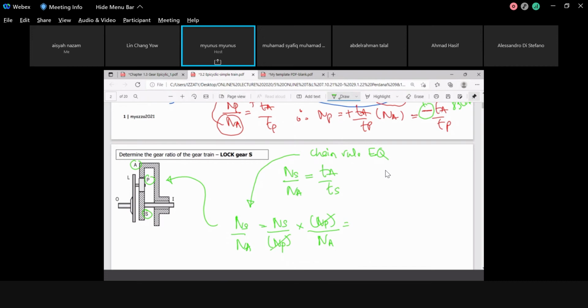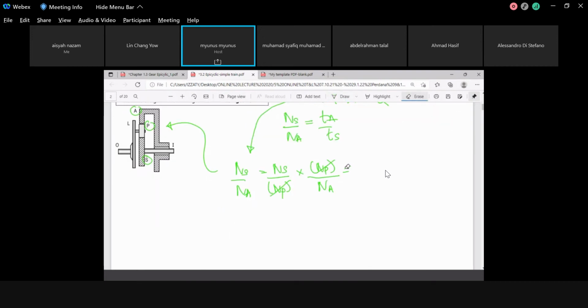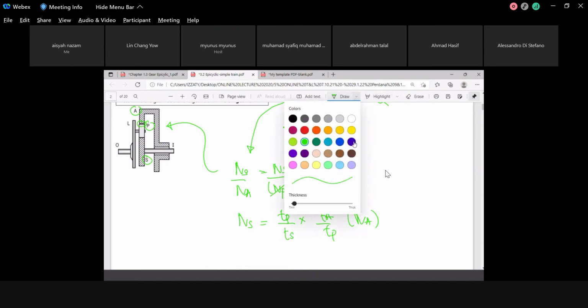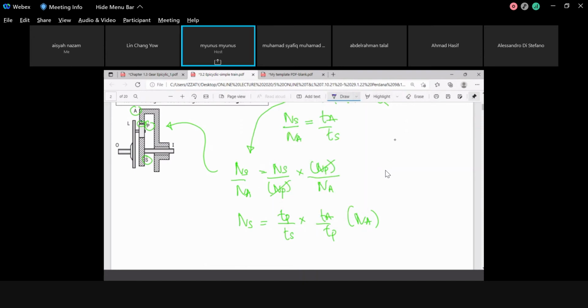But do not cancel. If you cancel, you bring back to the initial condition. What you need now is to change this one to be the number of teeth. This one is still NS. This one is NA. Cancel, but remember, S, is this one internal or external? External. ANP is always internal.